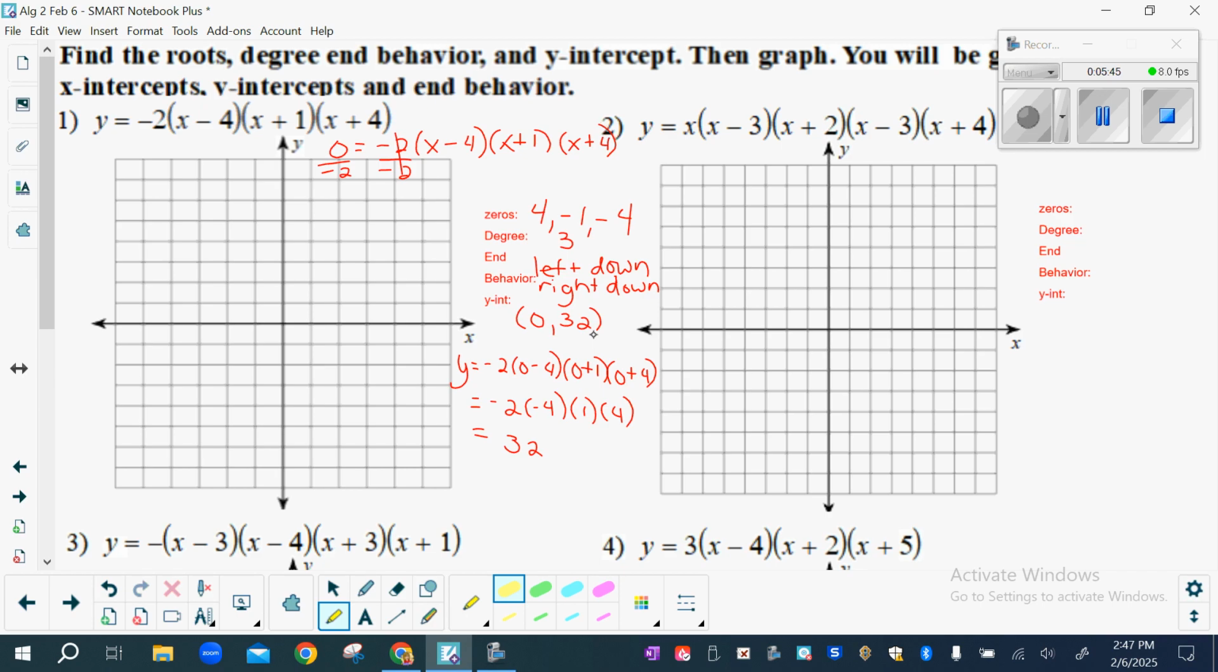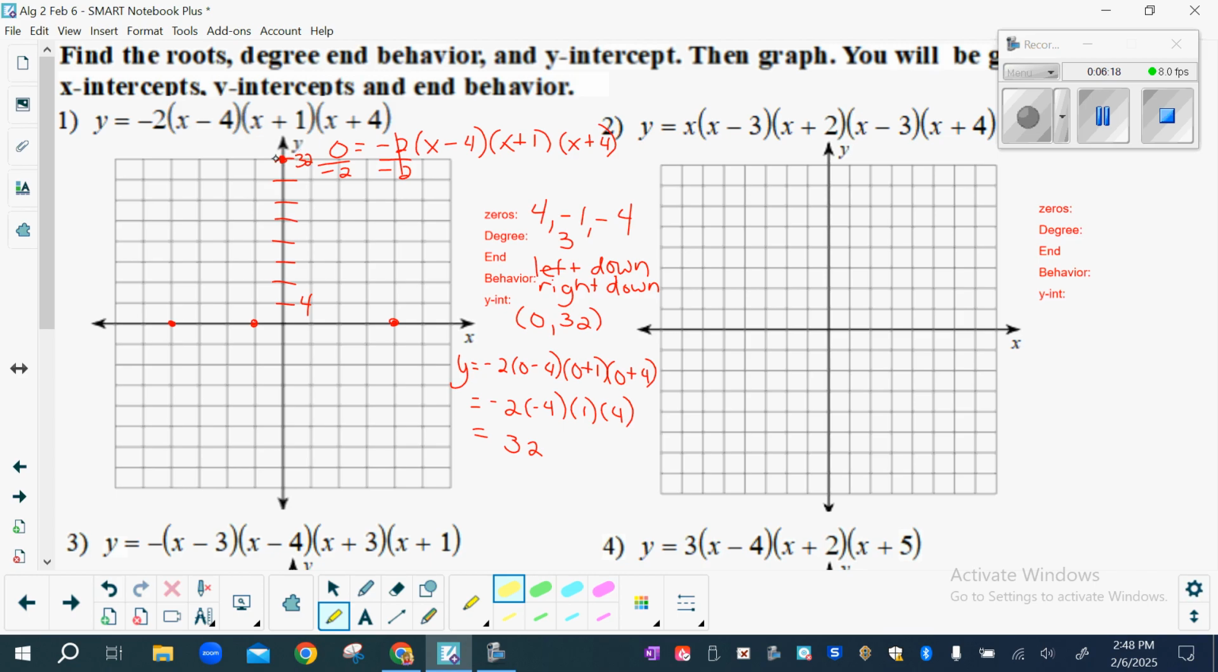So I'm going to put my zeros on here, a 4, a -1, and a -4. I need to label my y-intercept because I have increments of 1. I'm going to need to make my increments on my y-axis something other than 1, so I'm going to make them 4s. And so this would be a 32. And so we have a point right here.